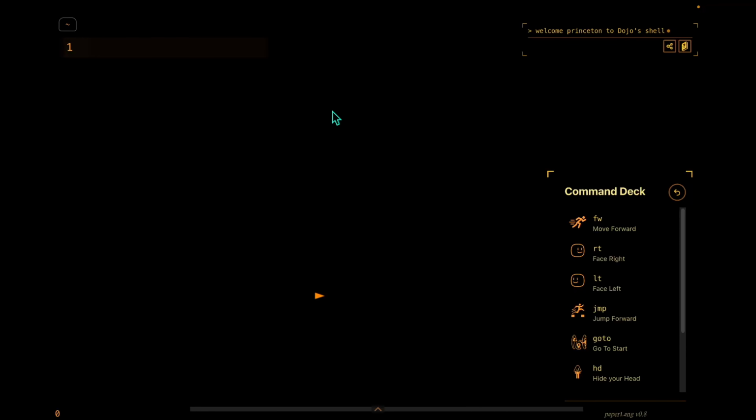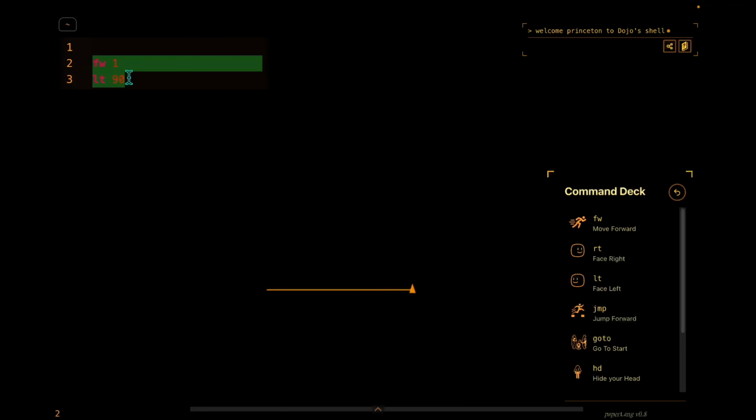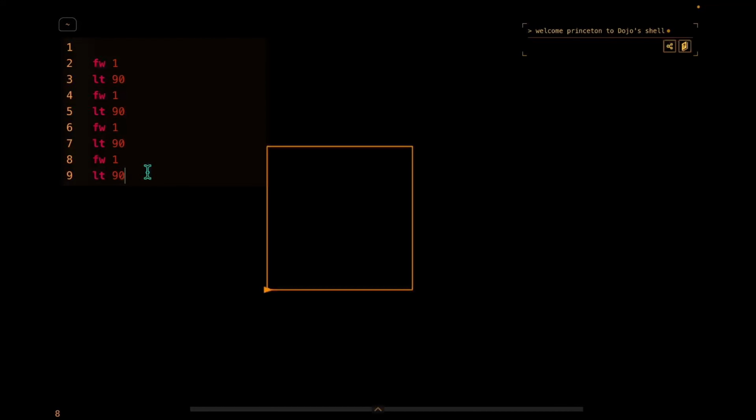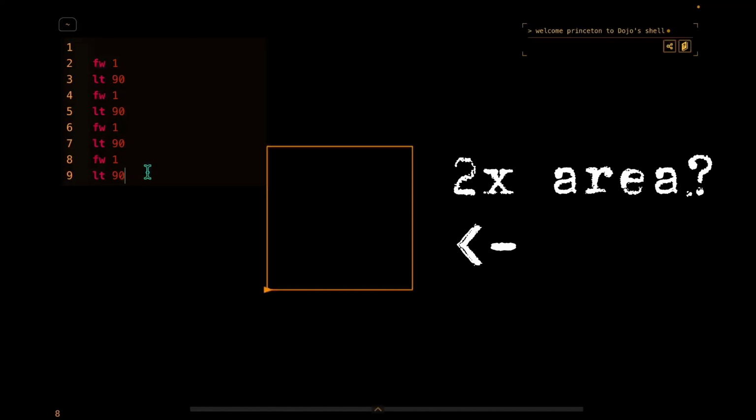Let's start by first drawing a square. To do so, we'll need to click the forward command and the face left command. We'll do forward 1 and face left 90. Zooming in and repeating these two commands 4 times, we'll get a square. The challenge is, how can we draw a larger square that is twice the area of this original square?